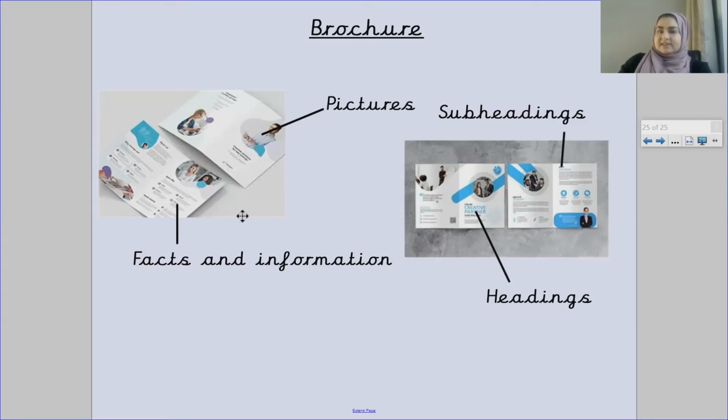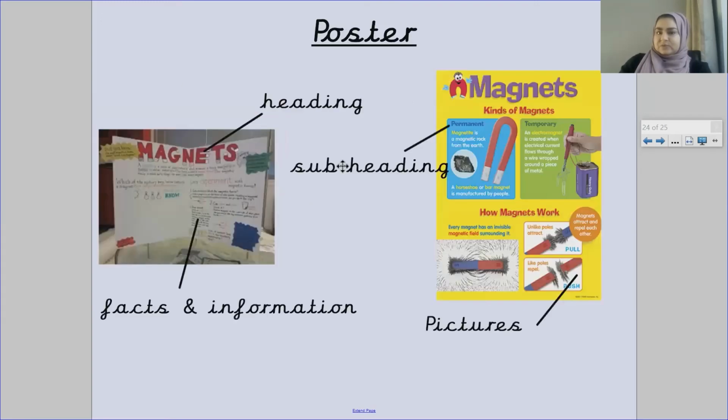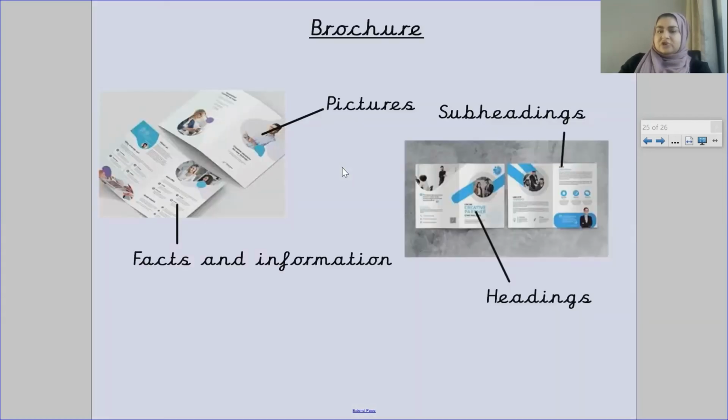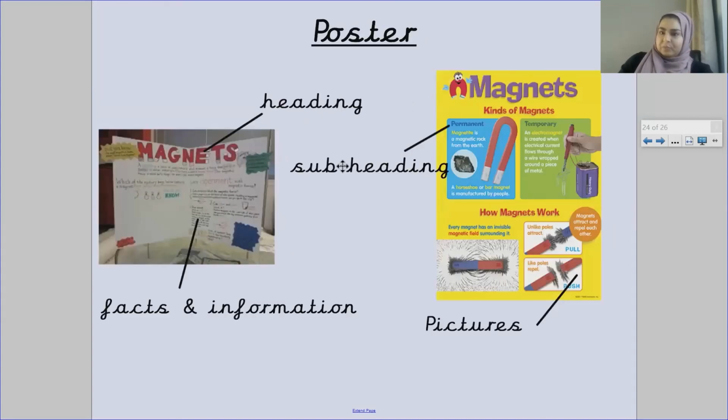Okay, so now this is what brochures look like and this is what a poster looks like. Okay, now what you can do is you can pause the screen on a brochure, or you can pause the screen on a poster and use this as an example to help you create your information piece. Okay, now once you have done that, if you can please do the extension where you are recording yourself presenting your poster or brochure.